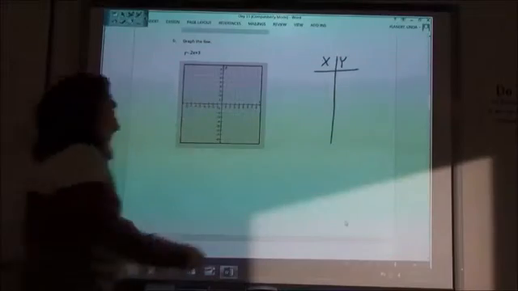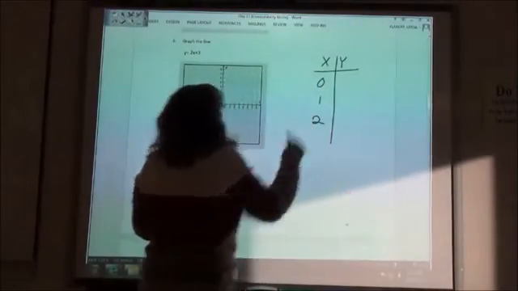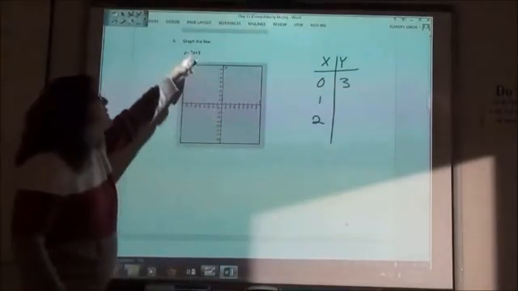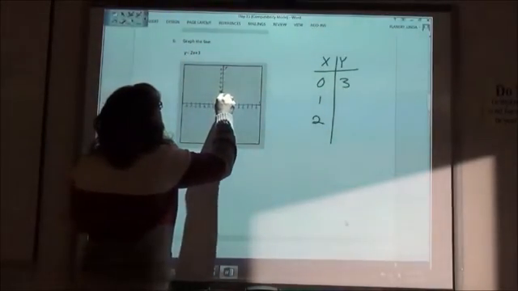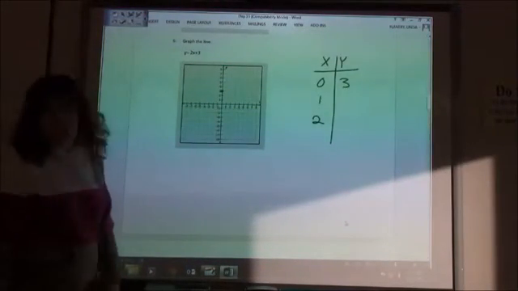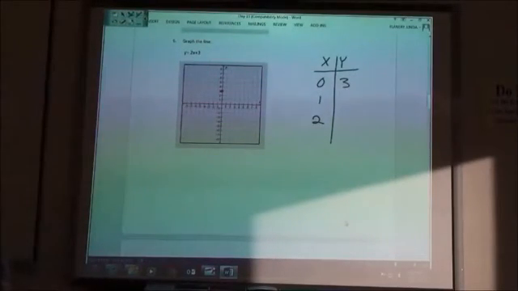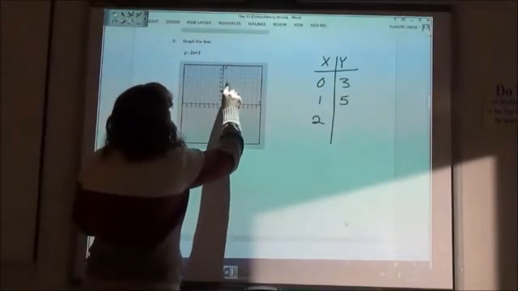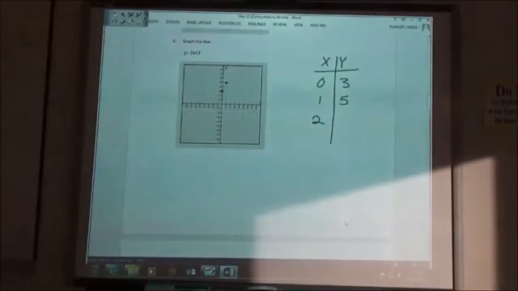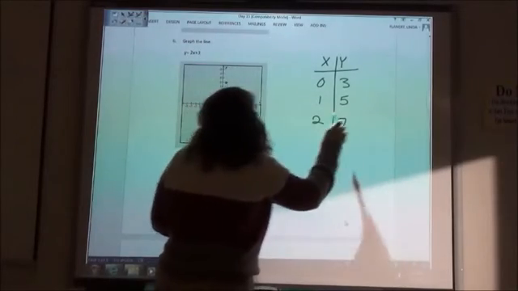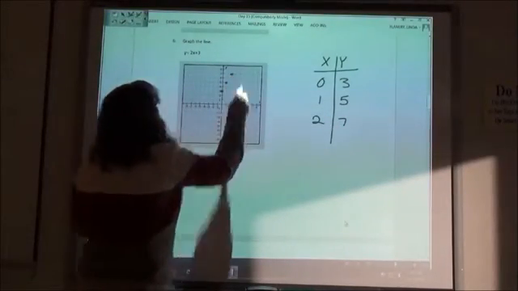So again, I'm just going to put 0, 1, and 2 in there. If x is 0, what are we going to get for y? 3. 3 is going to be our y-intercept. We know that by looking at our equation anyway. If x is 1, we're going to get 5. 2 times 1 is 2, and 2 plus 3 is 5. So 1 over and up 5. And if x is 2, we're going to get 7. 2 times 2 is 4, and 4 plus 3 gives me 7. So over 2 and up 7.